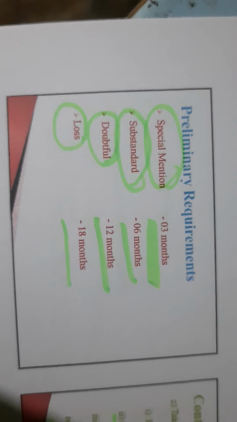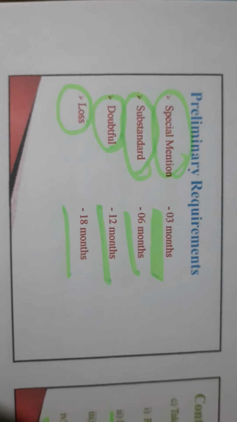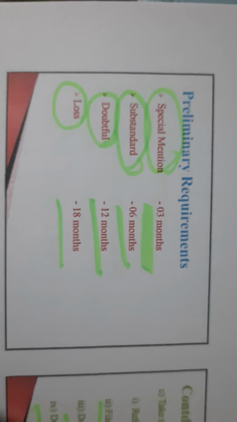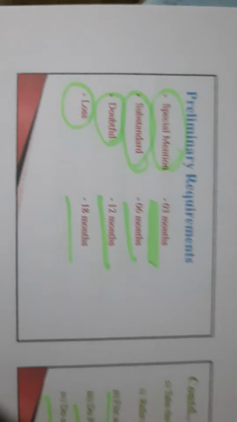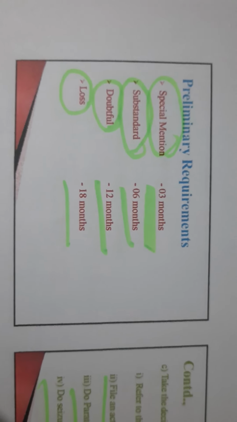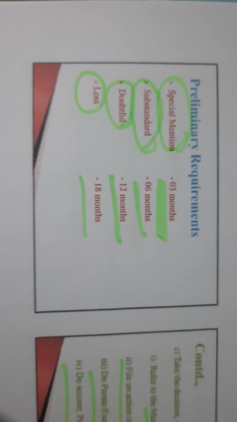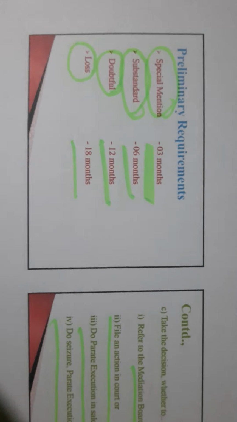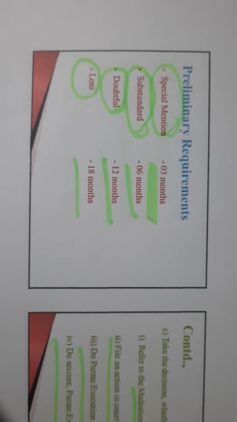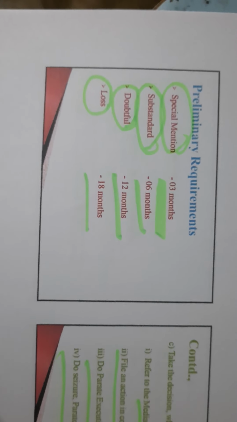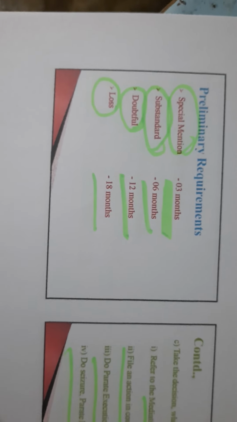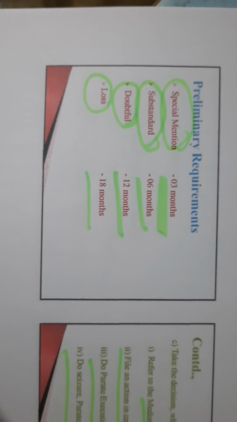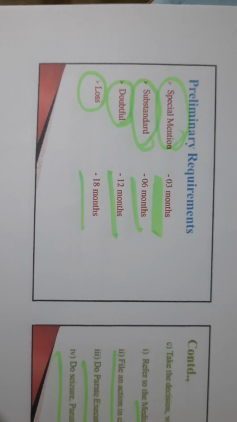This is the kind of a classification of the NPLs, that means non-performing loans. Special mention category: after lending money as a loan facility, if the loan facility is not performing within 3 months, it is called special mention. If it is older than 6 months, within 3 to 6 months, it is called substandard.